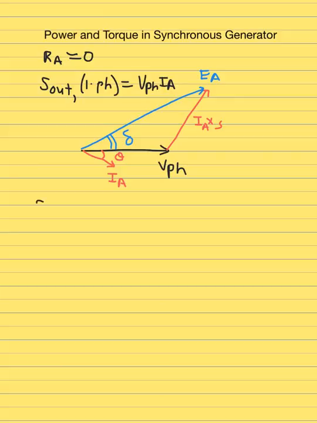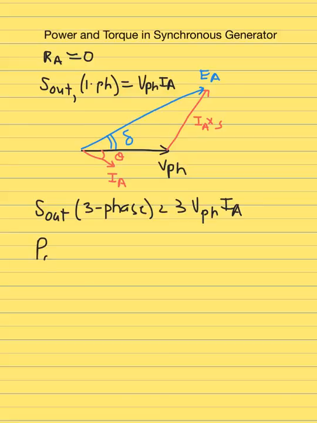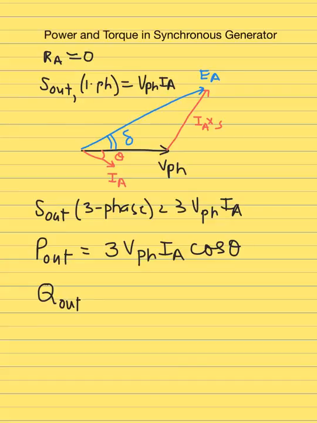And in case of three phases, we're just going to change it to 3 times one phase. So S output in case of three phase is going to be 3 V phase IA. And if we are looking at the active power or the real power P, again in three phase, we use a power factor with it: 3 V phase IA cos theta. And if we are looking at the reactive power Q, that's going to be 3 V phase IA sine of the angle theta. So that's in case of three phase.